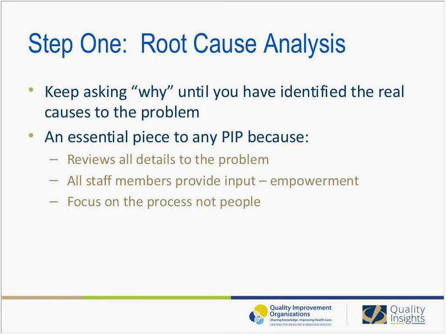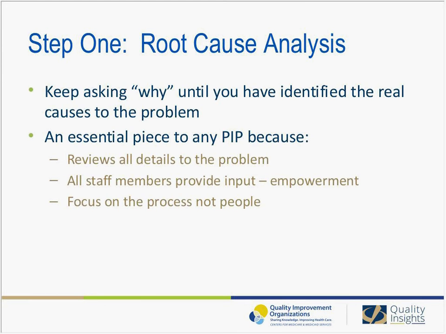So step one, let's go into that root cause analysis. This is where you keep asking why until you have identified the real cause of the problem. An essential piece to any performance improvement process is a root cause analysis because it reviews all the details of the problem. All staff members need to provide input, and this also has the side effect of providing empowerment, where they have ownership of this quality project, where they have a hand in its success, and this plays right into sustainability. Make sure to always focus on the process, not people, when you are doing your root cause analysis.